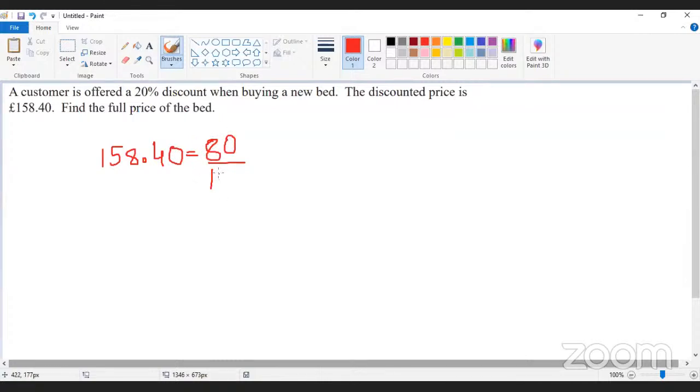I want to find the full price of the bed. That means what is 100%? I'm finding the actual price. Okay, the customer is offered 20% discount when buying a new bed. The discounted price is 158.4. So find the full price. Yes, exactly. That's good, Shifra.